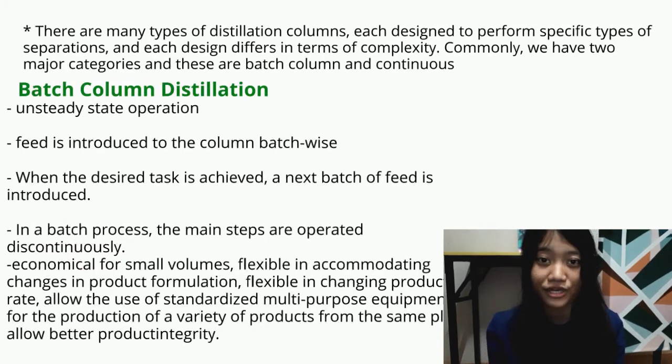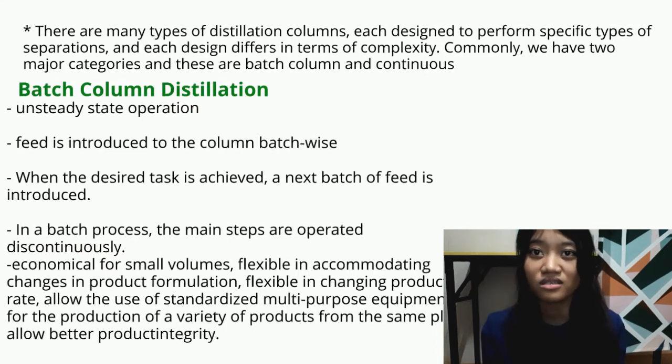In batch operation, the feed to the column is introduced batch-wise. That is, the column is charged with a batch and then the distillation process is carried out. When the desired task is achieved, the next batch of feed is introduced. In the batch process, the main steps are operated discontinuously. In contrast with the continuous process, a batch process does not deliver its product continuously but in a discrete manner. This means that mass, temperature, concentration, and other properties vary with time.